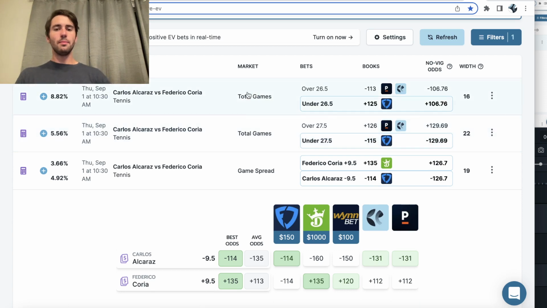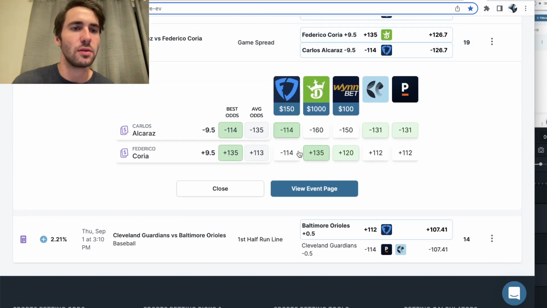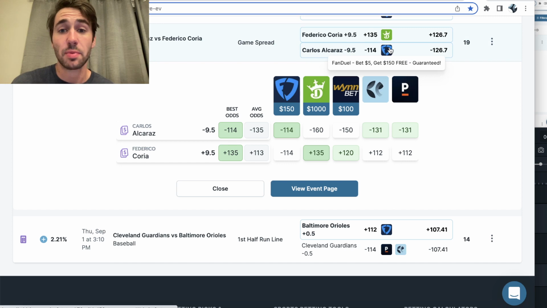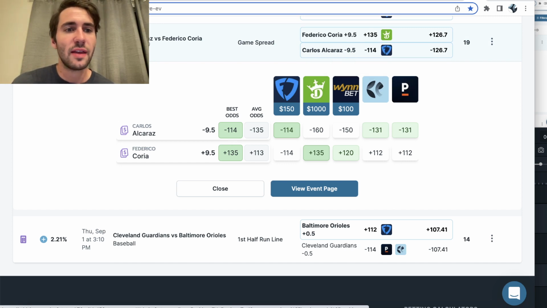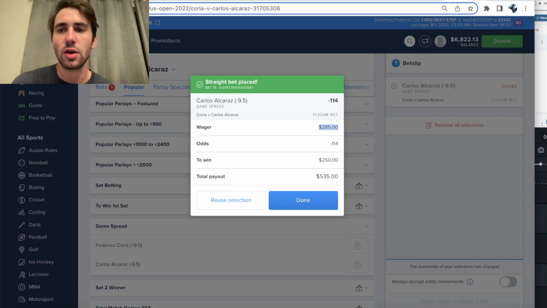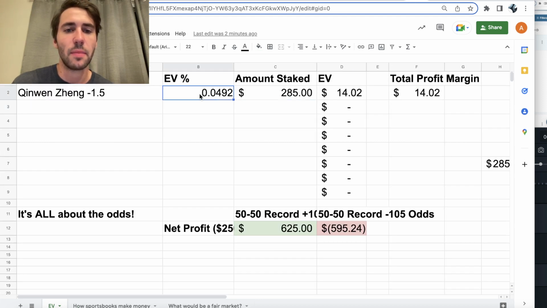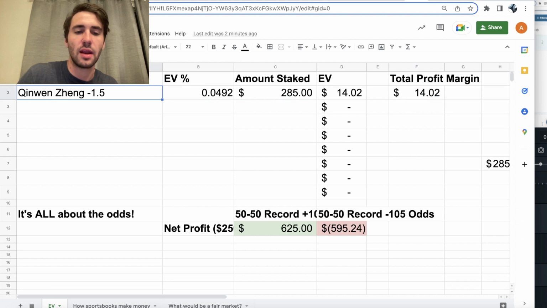And you can see there were some bets on the total games market as well, but this one I just absolutely loved. I like this bet for a bunch of reasons, but he's -9.5 on the game spread. He's a huge favorite in this tennis match. And this is your profit margin from OddsJam, so 4.92%. Essentially we're staking $285 at a 4.92% profit margin.